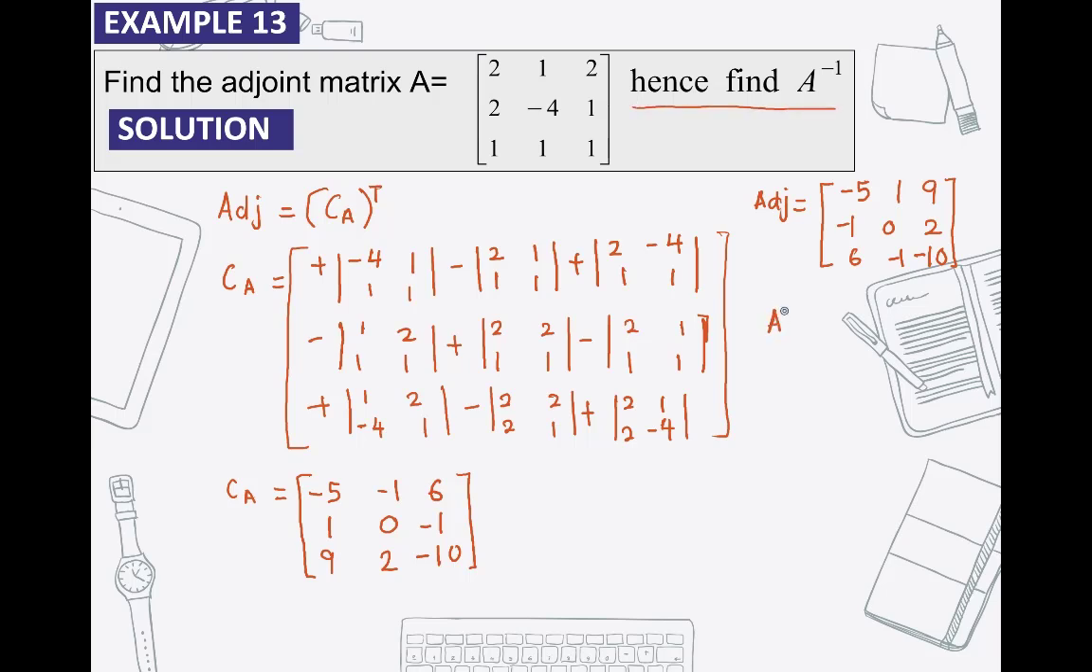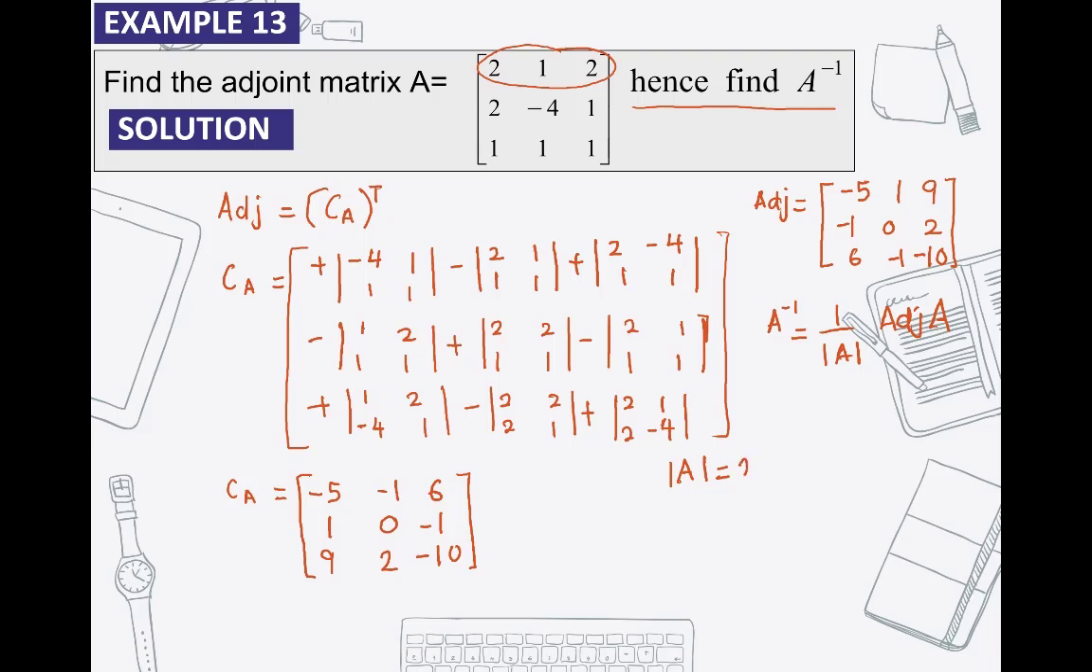When we have the keyword hence, that means we will be using what we have done before. We know the formula for A inverse is 1 over determinant of A times adjoint A. So we are using the information before, which is the adjoint. But we still haven't found our determinant. I hope you remember how to find the determinant. You can use row 1 or column 1 or any row and any column. I will be using row 1 here.